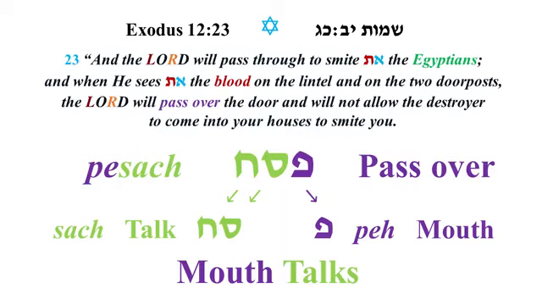Okay, so Passover in Hebrew is Pesach, and it begins with a pei. And Pesach, by the way, is the Hebrew word which means to pass over. It can be divided. The letter pei is mouth, and the word sach is to talk. So Passover actually means the mouth talks, if you break it into 2 words.